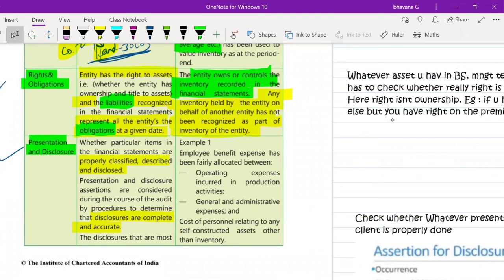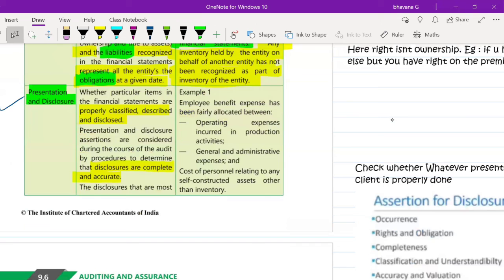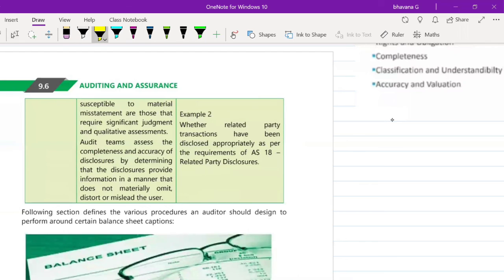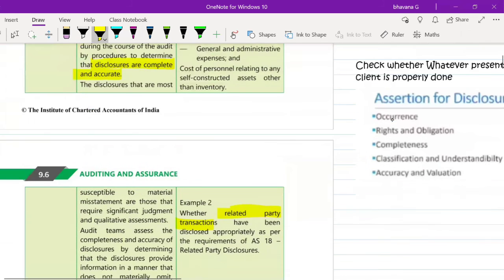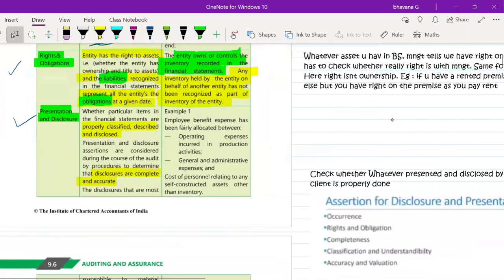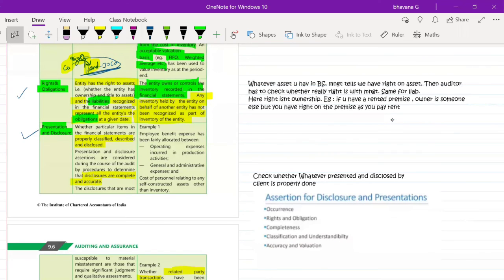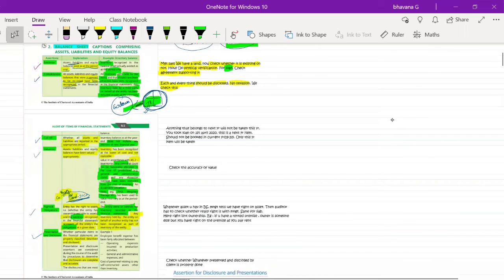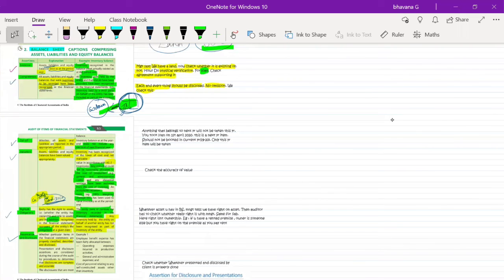Next is presentation and disclosure. In that they have given you about employee benefit expenses, and they have also given you related party transactions. If you give it a read, you will understand presentation and disclosure. The same thing only they have given you. So relating to balance sheet, 6: existence, completeness, cutoff, valuation, rights and obligations, presentation and disclosure.